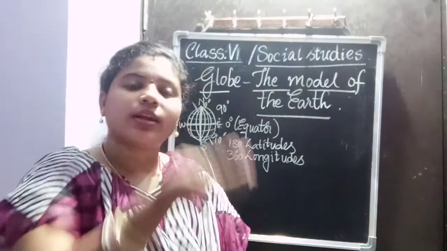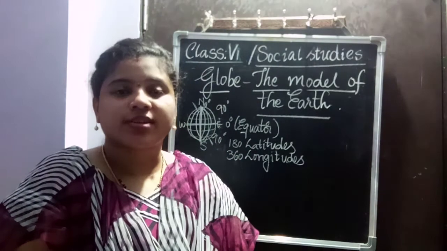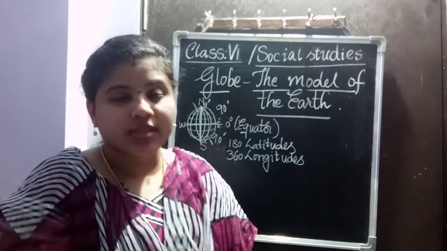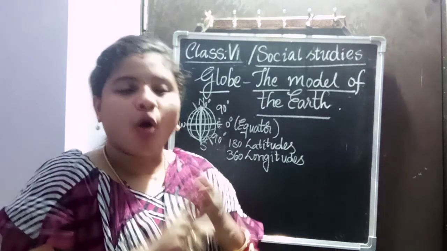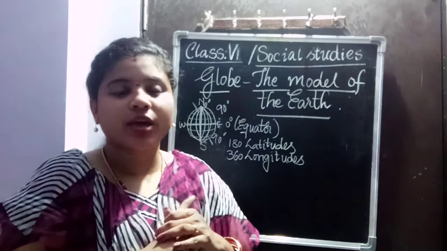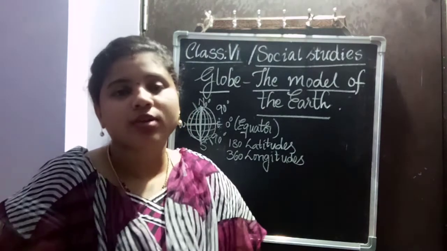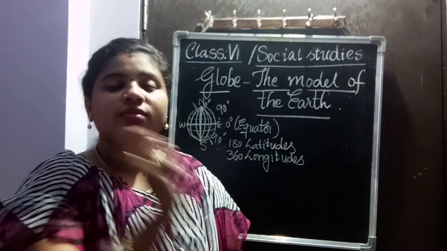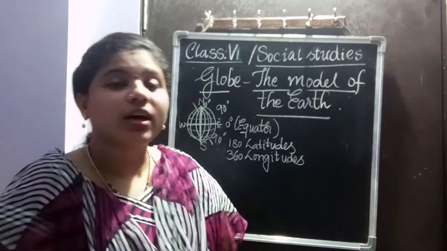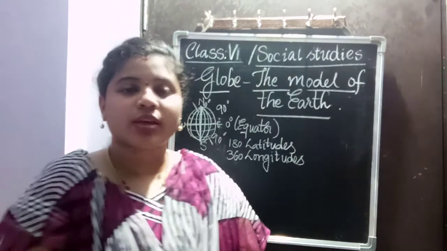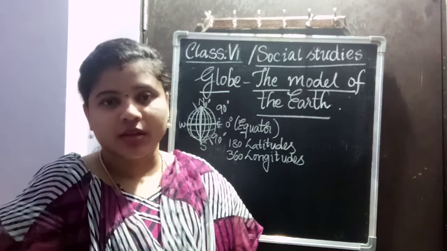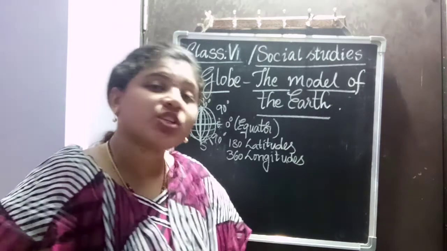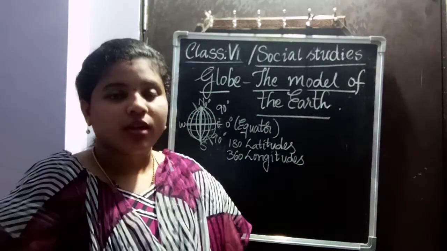Rotation causes day and night. Revolution causes different seasons, like summer, winter, spring, autumn, monsoon. All these seasons are caused because of the revolution. Now, when the earth is moving, that means revolving, why are different seasons coming? Because the position of the earth is being changed.